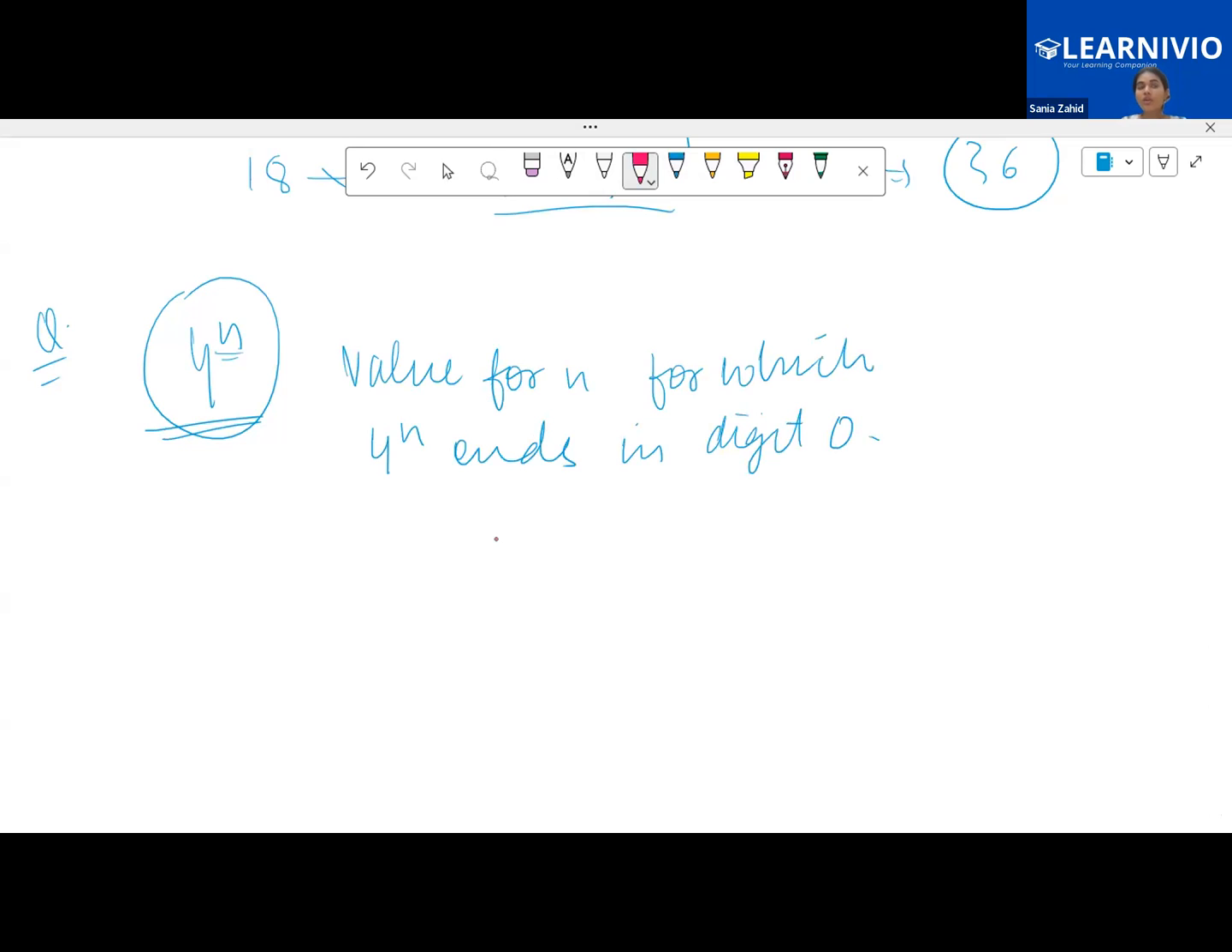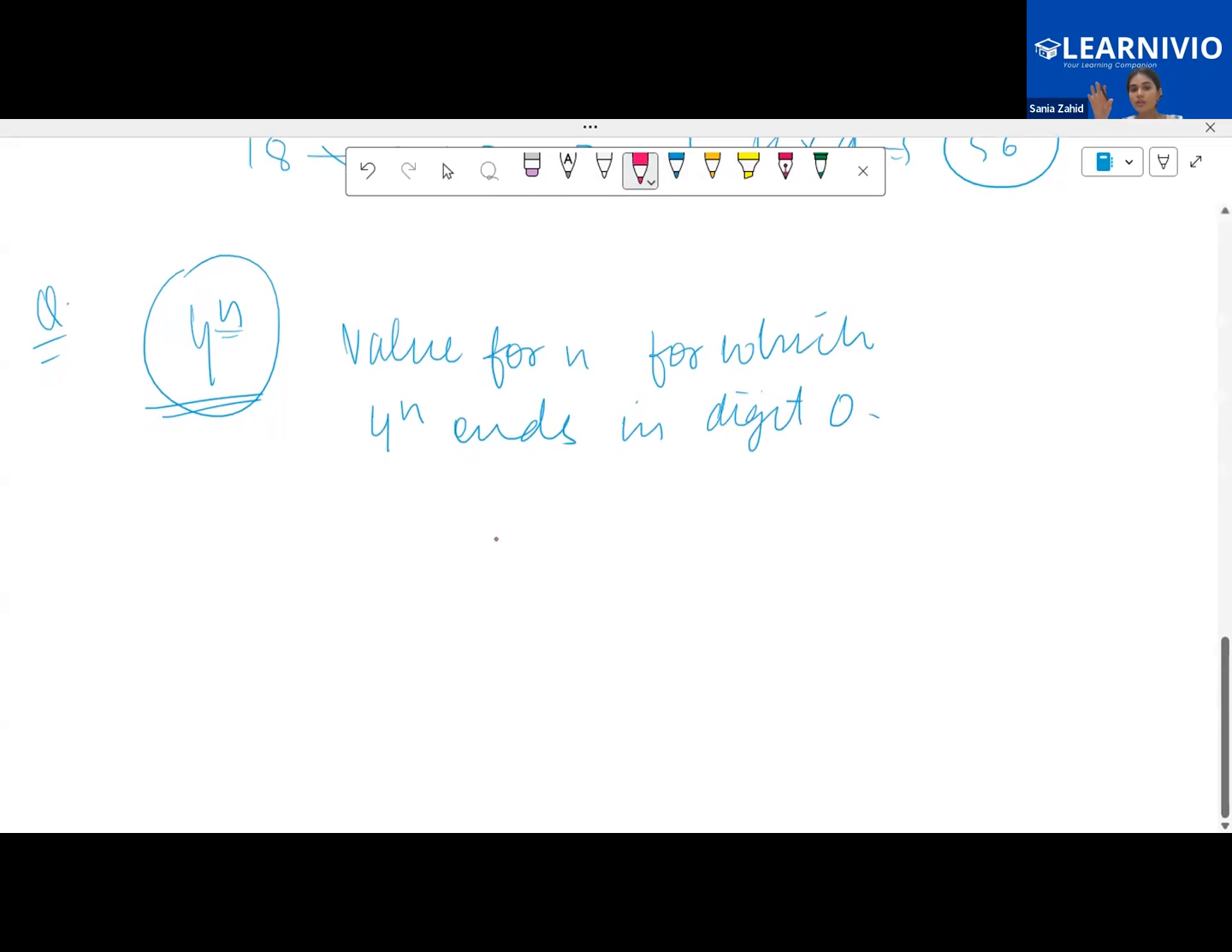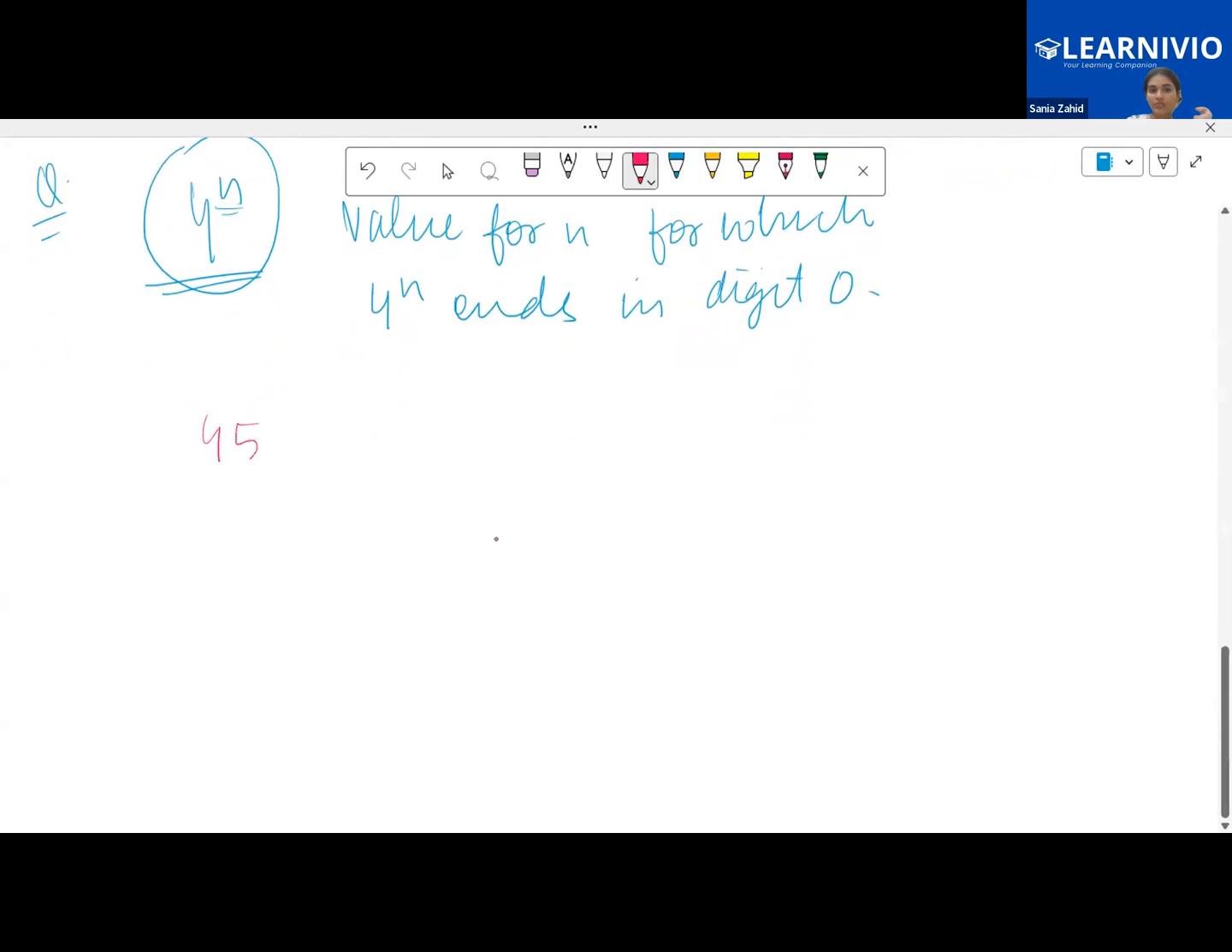Okay. So what do you do? First of all, in order for any number to end in digit 0, it should have 5 as its factor. Isn't it? For example, you have 450, any random number. It's ending in 0. So it will have 5 as its factor. Do you know that the divisibility rule for 5 is that a number should end in 0 or 5?